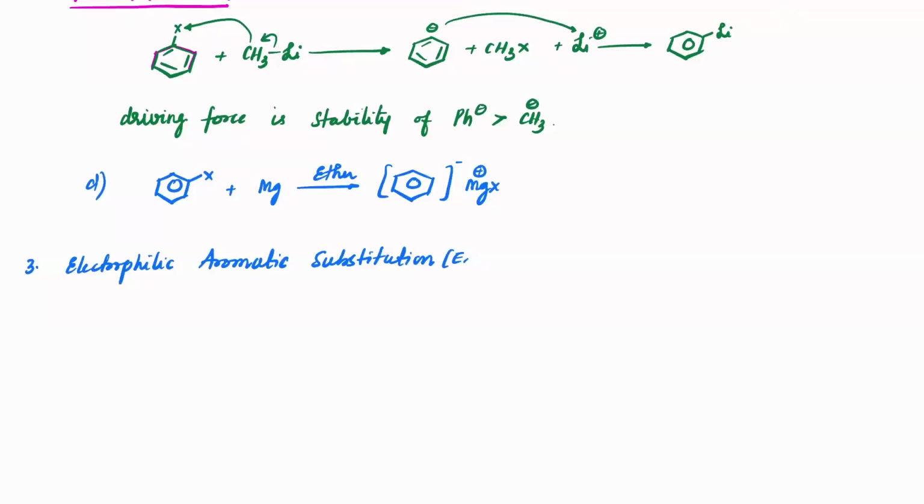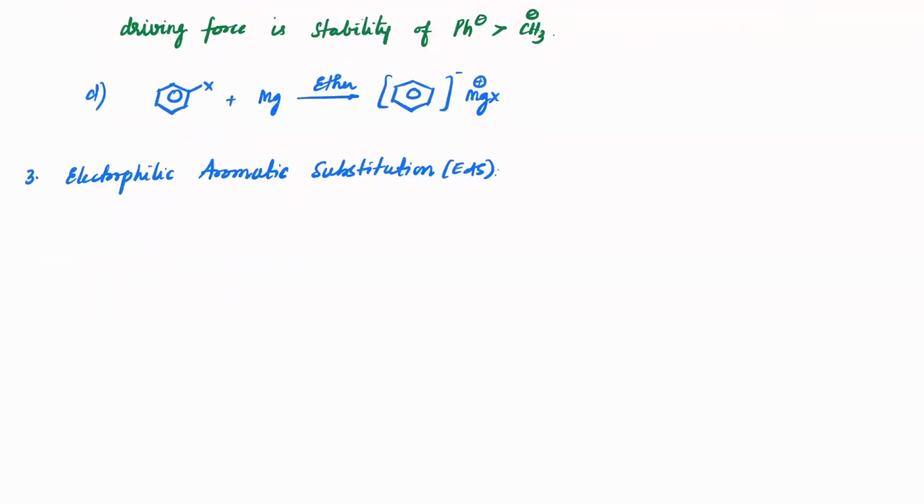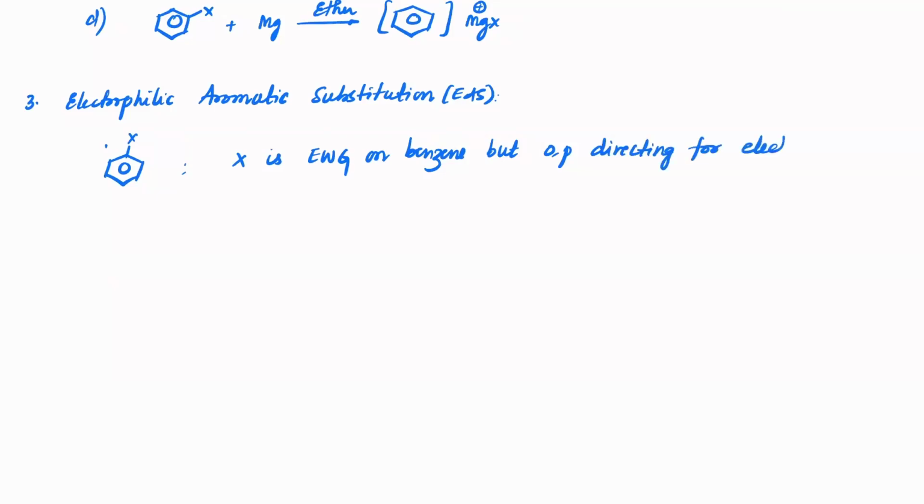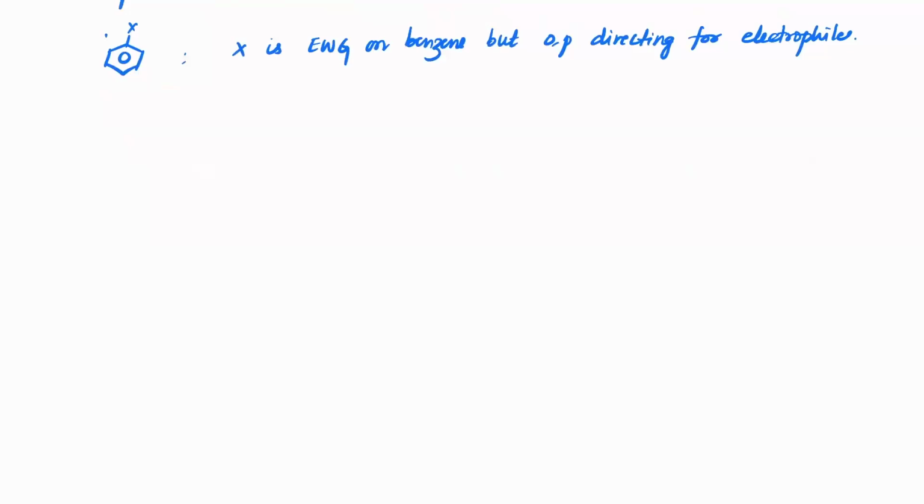Electrophilic reactions of aryl halides. You know that on aryl halides, all X groups here are electron withdrawing groups on benzene, but they are OP directing for electrophiles. So if an electrophile comes, it will always attack at the ortho position or para position. And that's what I'm trying to explain here.